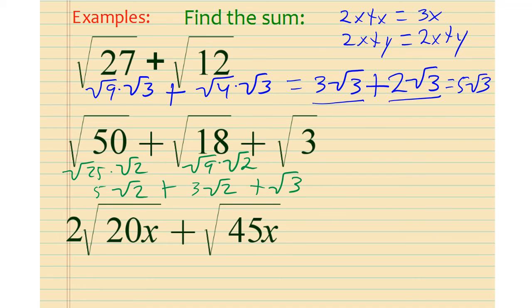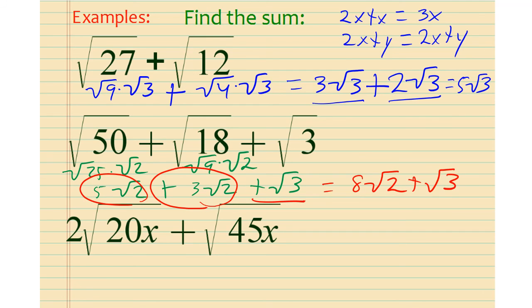Do I have any like terms? I do. Positive 3 root 2, positive 5 root 2. Those are like terms. What do they add up to? 5 root 2 plus 3 root 2 equals 8 root 2. The plus square root of 3 is not a like term. He has to be by himself.